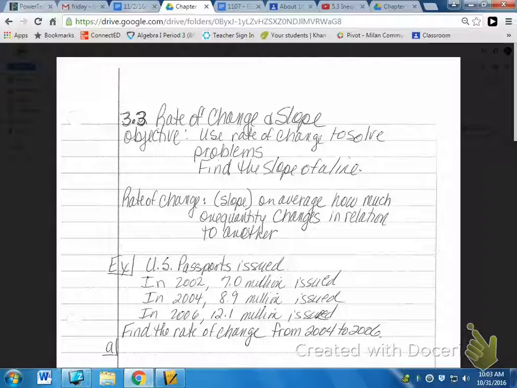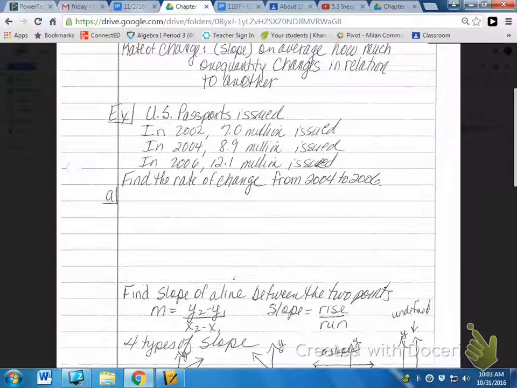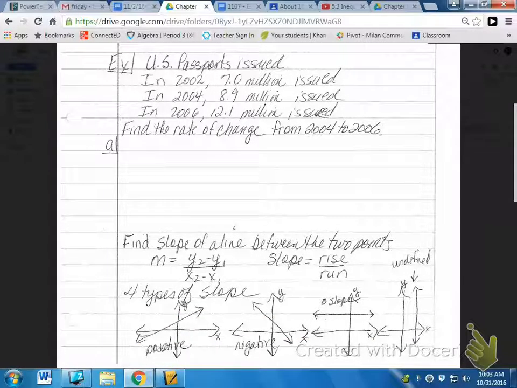So a rate is given with basically two units, like miles per gallon or something like that. That could be considered a rate. It is similar to finding slope, which you'll see here with this first example. The first example uses U.S. passports issued. In 2002, there were 7 million issued. In 2004, 8.9 million issued. And in 2006, 12.1 million issued. So it's definitely on the rise.